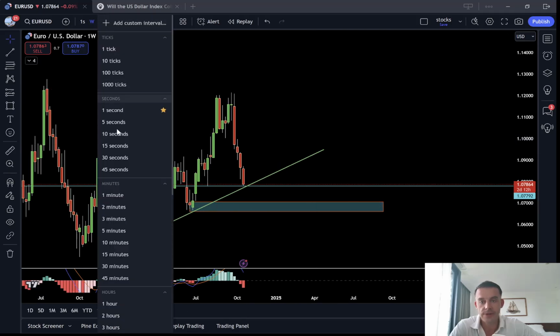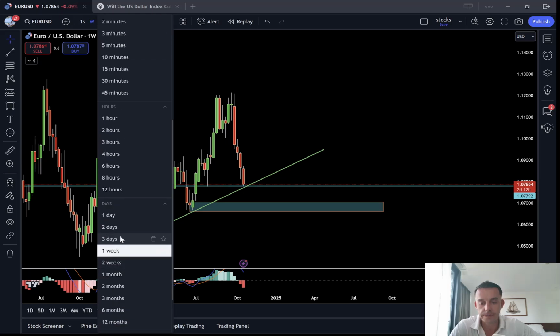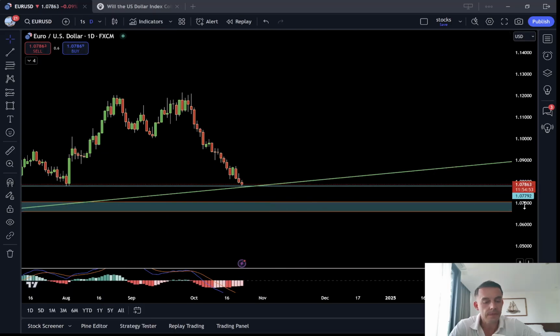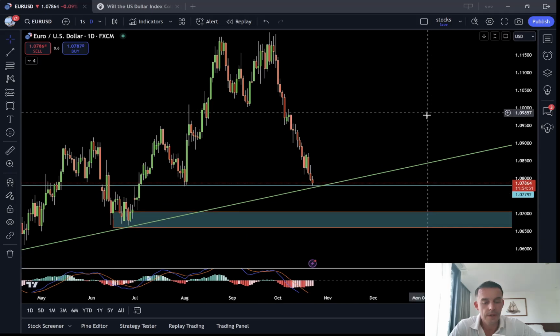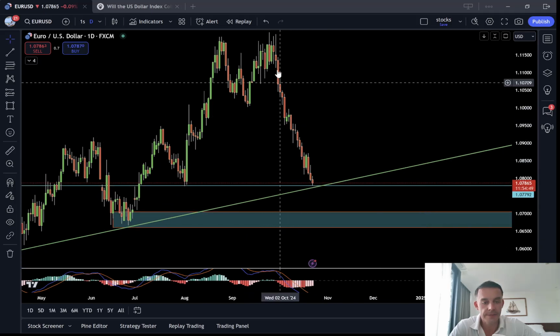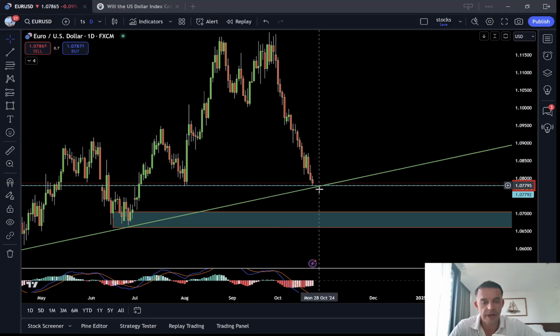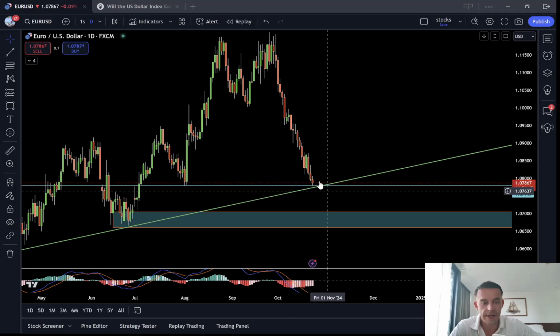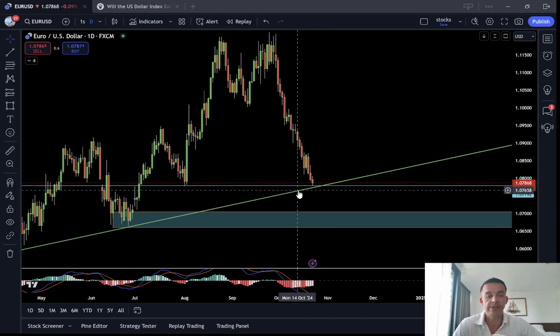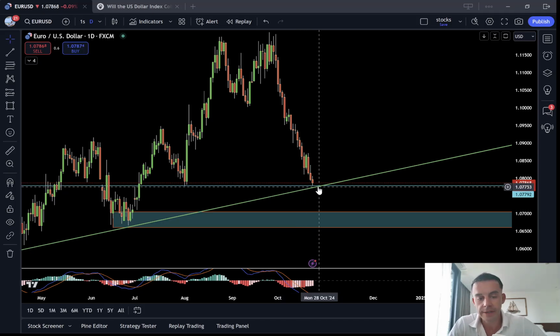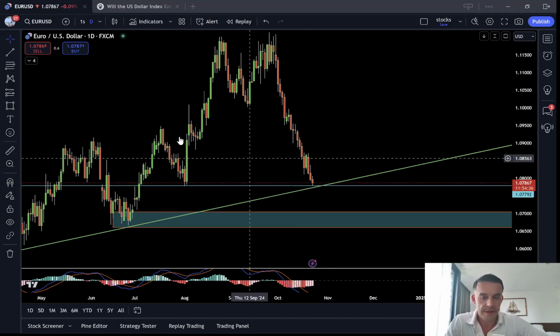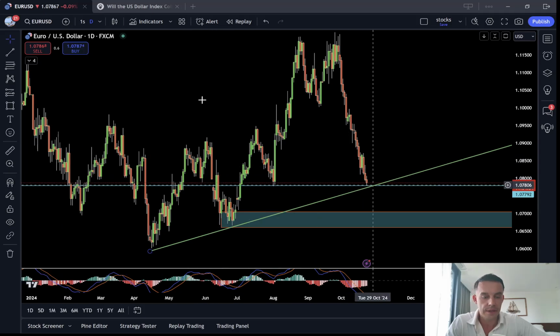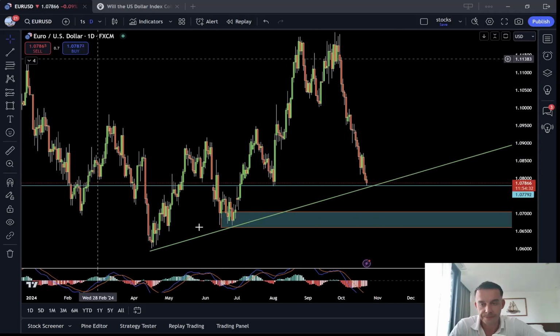If we zoom into the daily chart, it is slowly grinding down, an overextended move to the downside, and we're now at this key junction, this key area where three support levels line up. This could be the pivot to the upside.